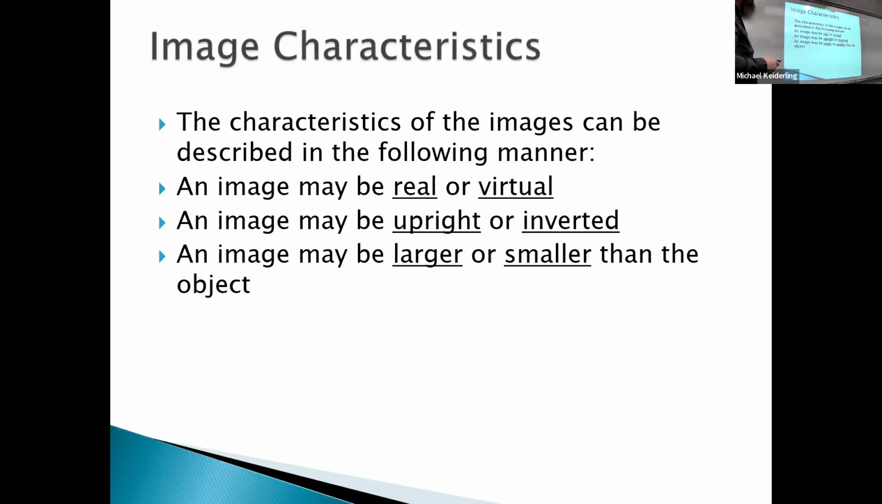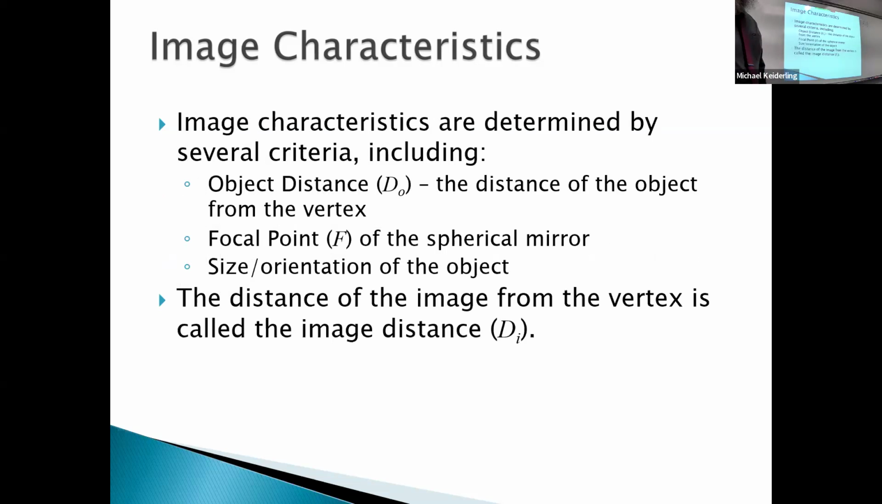There's a general pattern. Real images in simple situations with just one mirror or just one lens are inverted, virtual images are upright. Now, the image characteristics are determined by several criteria, including the object's distance from the vertex, the focal point of the spherical mirror, and the size and orientation of the object.